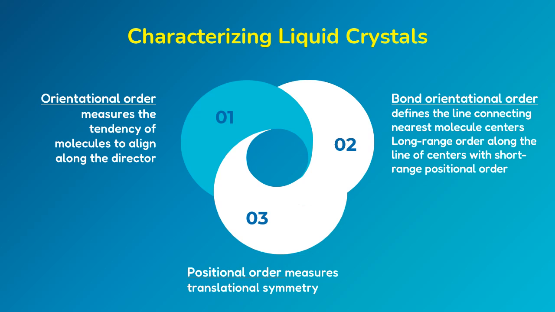And as previously said, orientational order is a measurement of molecules' propensity to align along the director over an extended period of time. And we have also seen the order parameter related to orientational order. Coming to bond orientational order, it describes a line joining the centers of the nearest neighbor molecules without requiring a regular spacing along that line. So consequently, there is only a short range positional order along the line of centers, but reasonably a long range order with respect to that line.